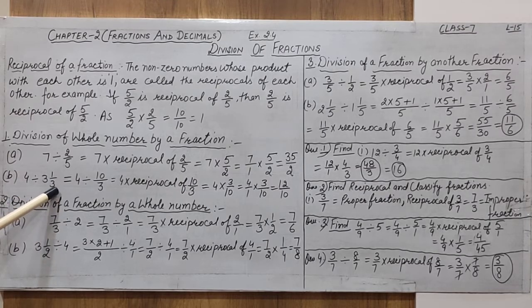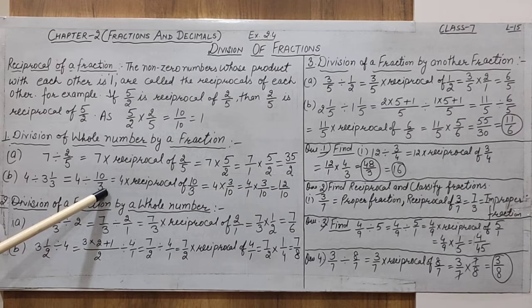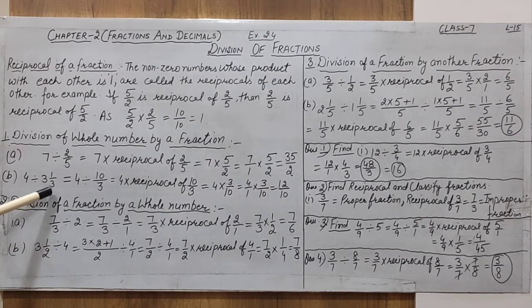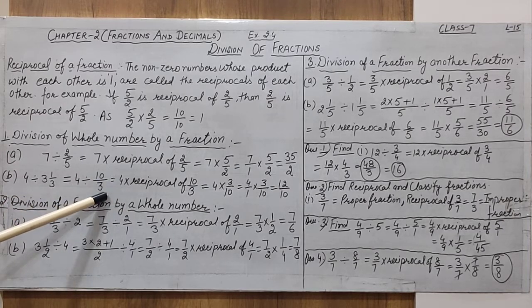The denominator is multiplied with the whole part, that is 3 multiplied with 3 gives us 9. And the numerator is added, plus 1. 9 plus 1 is 10 divided by 3. The denominator does not change but the numerator changes. So the mixed fraction 3 and 1 by 3 changes into 10 by 3. So instead of 4 divided by 3 and 1 by 3, we must divide 4 by 10 by 3.